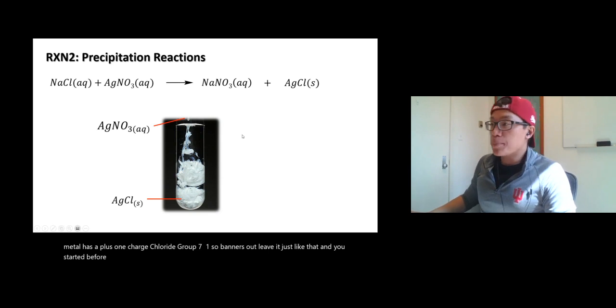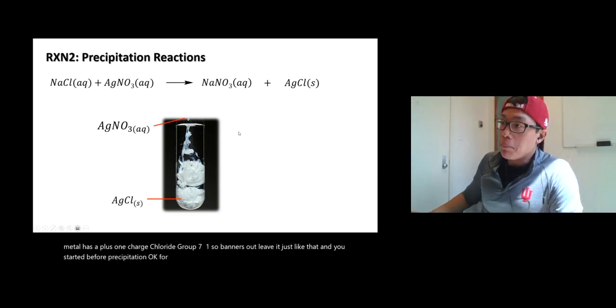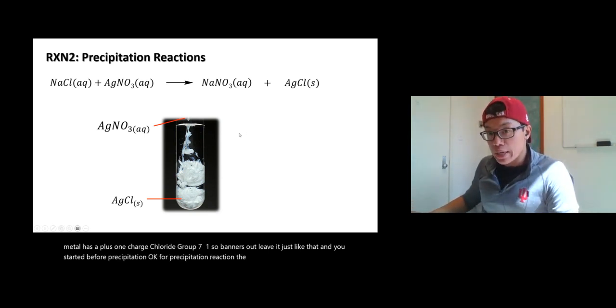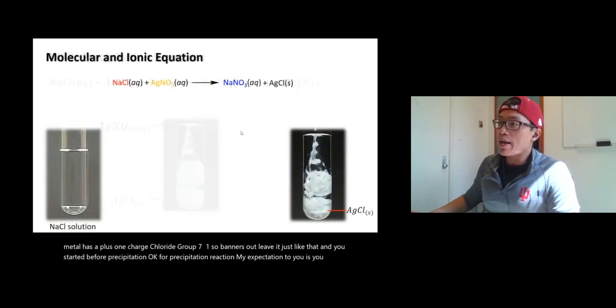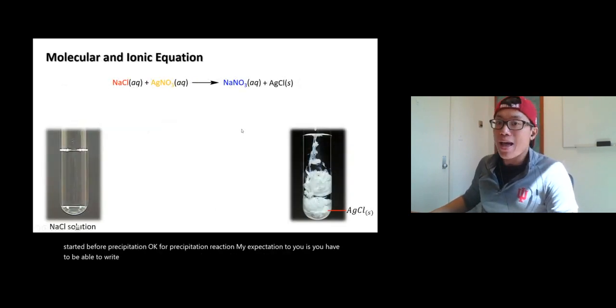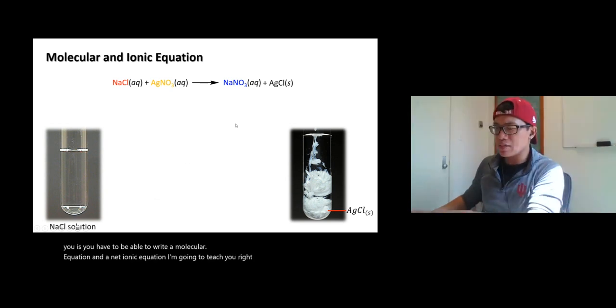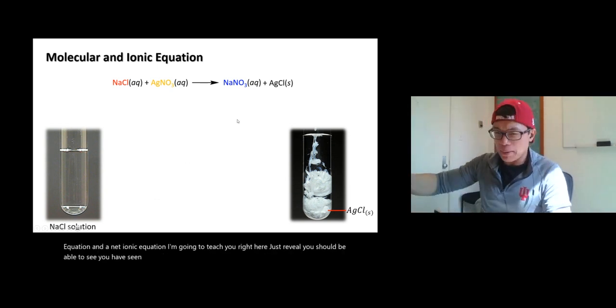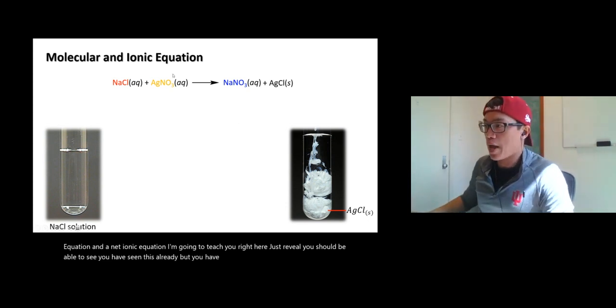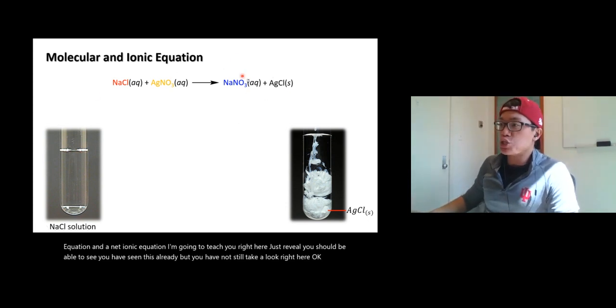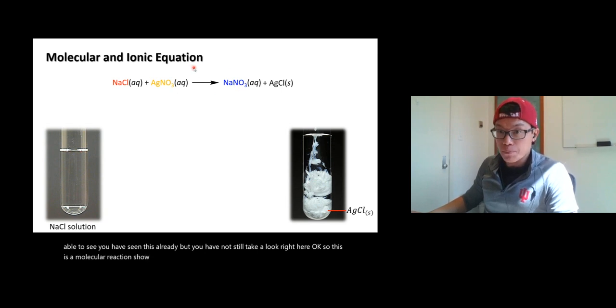For a precipitation reaction, my expectation is you have to be able to write a molecular equation and a net ionic equation. I'm going to teach you right here. You should have seen this already, but if you have not, take a look. So this is a molecular reaction that shows the overall reaction, what's happening. But now, what's the ionic equation?